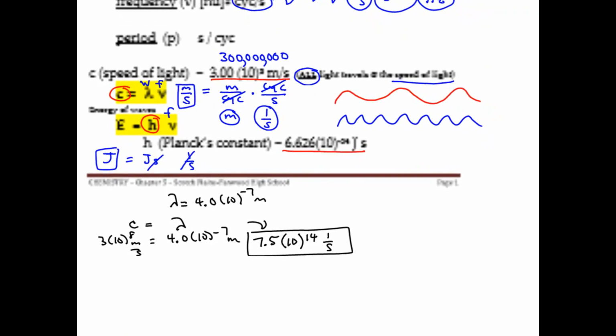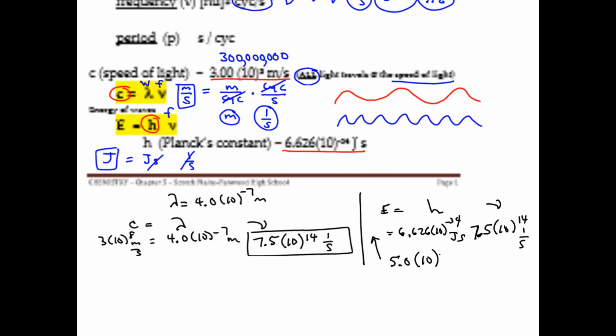Now let's suppose that I want to find the energy. So to find energy, you're always going to use E equals Planck's constant times frequency. Now we already found the frequency, so I'm just going to copy that down: 7.5 times 10 to the 14th, 1 over seconds. And then h is always 6.626 times 10 to the minus 34th joules times seconds. And that's going to give you an energy of 4.96, so we'll call that a 5.0 times 10 to the minus 19th joules.